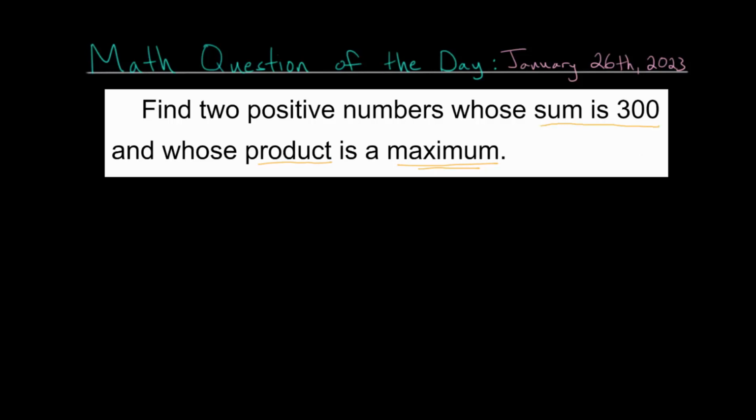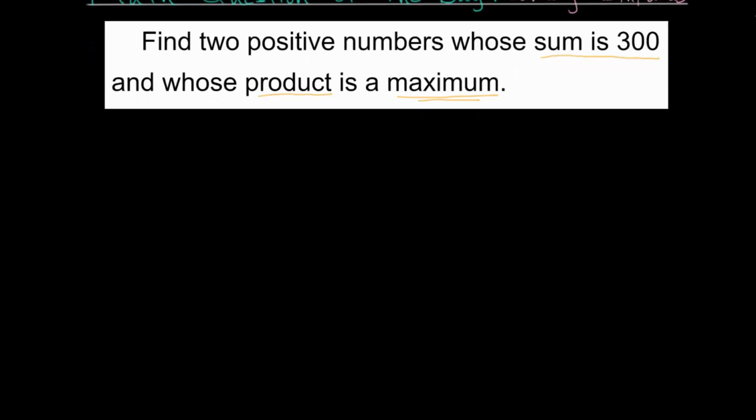Now, assuming that you've given this problem a shot, we can go through this together. To start, we can define our two positive numbers as just x and y. We know their sum is 300, so we can say that x plus y is 300. And we also need to consider their product, x multiplied by y. And we're told this is a maximum. So let's look at this as a function. Let's just say this is equal to P for product.